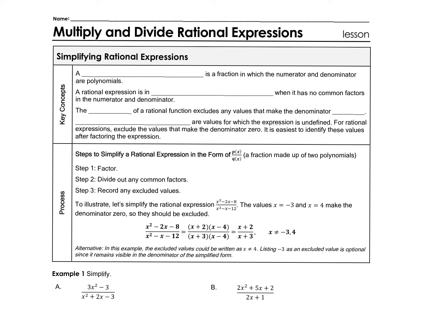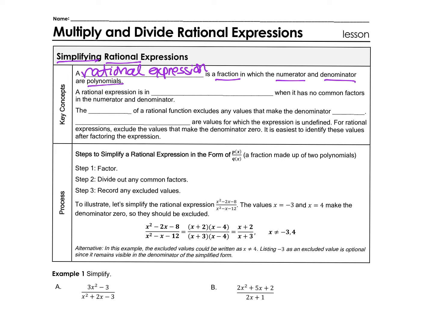Okay, so in this lesson, we're going to be looking at multiplying and dividing rational expressions. Before we can get to multiplying and dividing rational expressions, we first have to just simplify one rational expression. A rational expression is a fraction, remember rational means fraction, in which the numerator and denominator are polynomials, so sums of monomials.